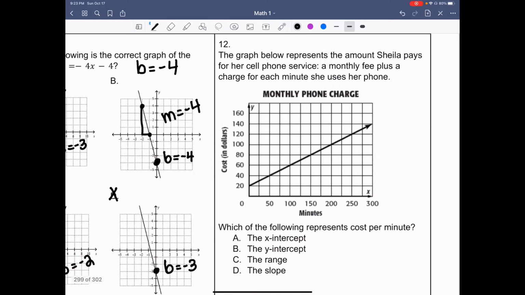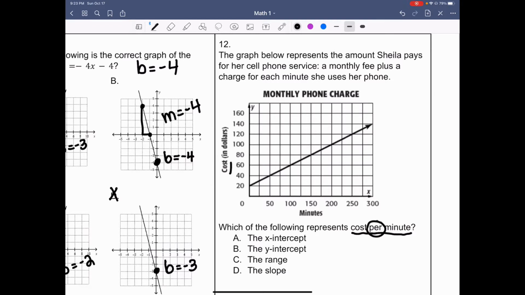All right, so for number 12, it says the graph below represents Sheila's pay for her cell phone service, a monthly fee plus the charge for each minute she uses her phone. So they want to know the cost per minute. So the fact that they're talking about cost per minute, cost is my y, minutes is my x. So y over x is going to represent my slope.